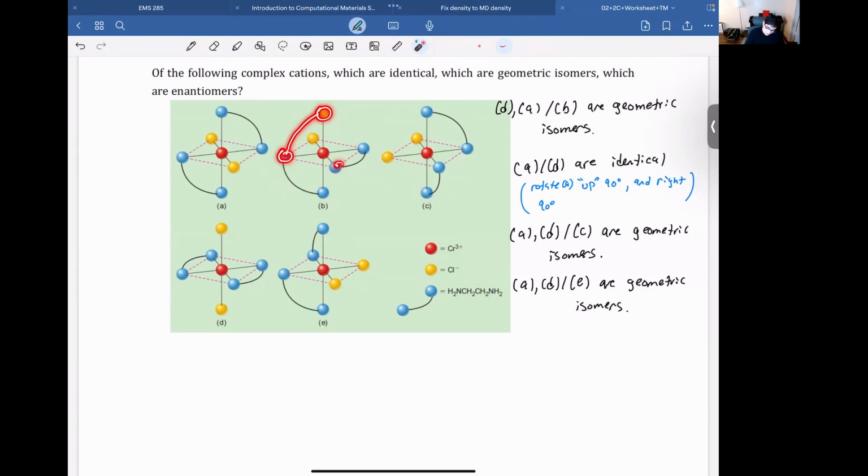And then these will be in the same spot, and so on. I actually messed up my drawing that second time, but the first time was right. And so when you rotate B around, you can see that B and C are optical isomers because they're mirror images of each other.